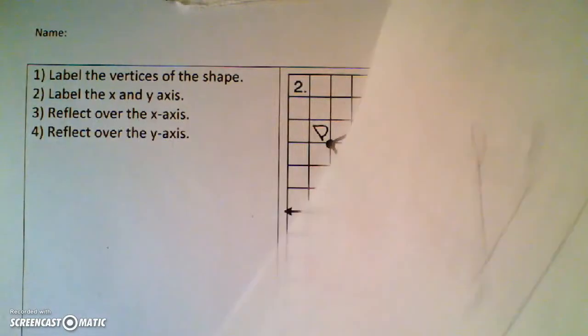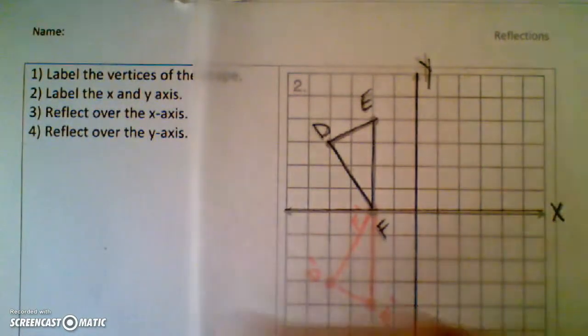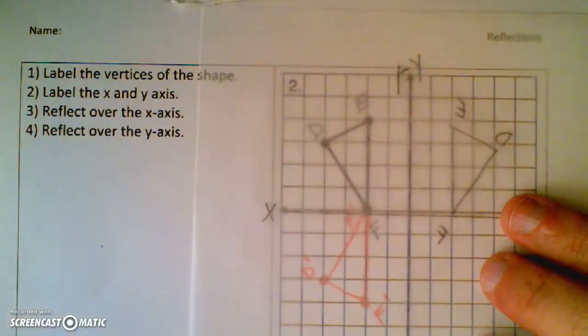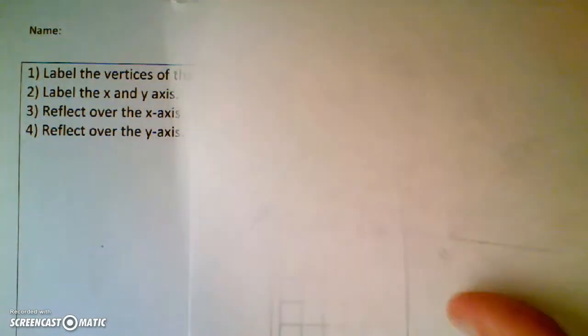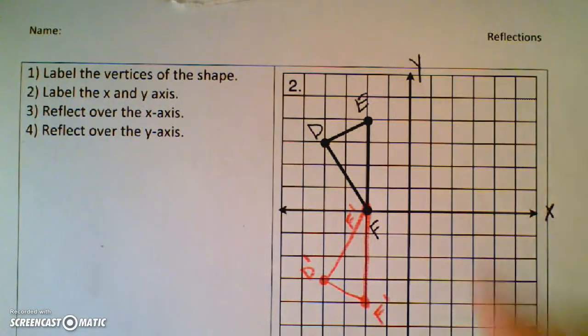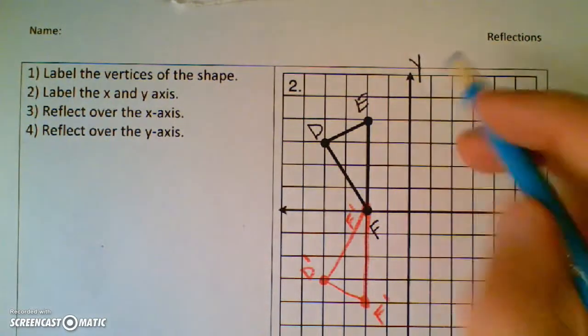To reflect over the y-axis, you do the same thing. You can use your patty paper. You would flip it over to the y-axis and then trace. It's perfectly acceptable. You'll always get the right answer if you do that. If you want to try the counting method, if that's faster for you, count how far the points are from the y-axis. So E is 2 spaces from the y-axis.